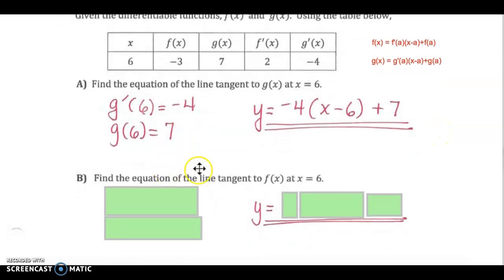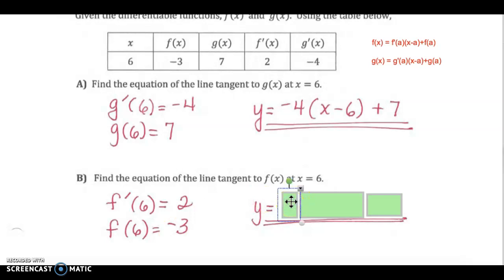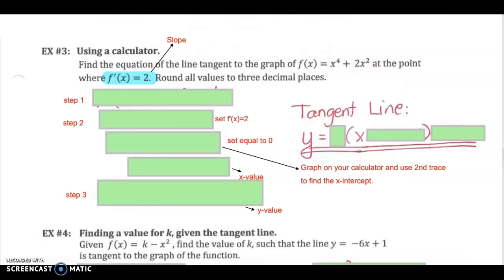And then for part B, you're just using f of x, so we're using -3 and 2 this time. So f prime of 6 is 2, f of 6 is -3, so to plug that in, our slope comes first, which is 2. Then we have x minus 6 again, and now it's -3 instead of plus, because it's plus -3, which makes it minus. All right, next page.